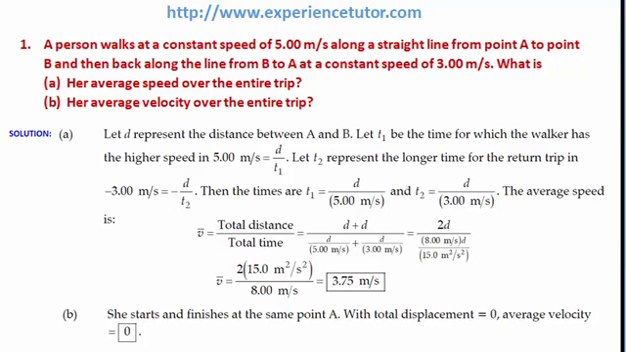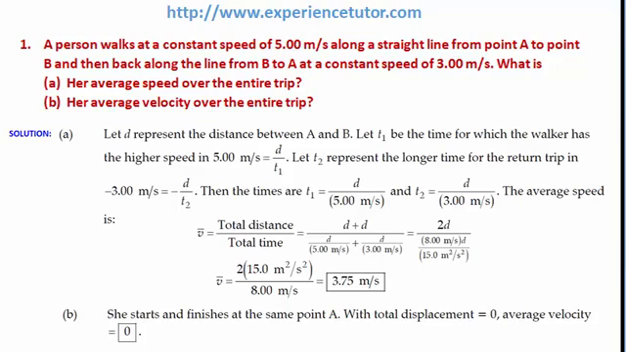Question number 1. A person walks at a constant speed of 5 meters per second along a straight line from a point A to point B and then back along the line from B to A at a constant speed of 3 meters per second. What is her average speed over the entire trip? Her average velocity over the entire trip? A.